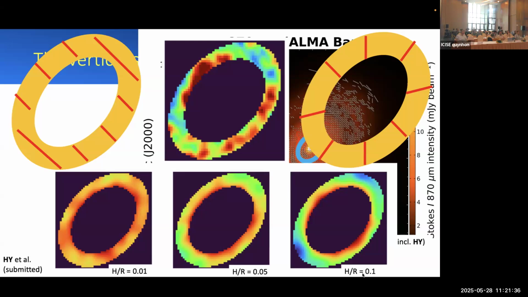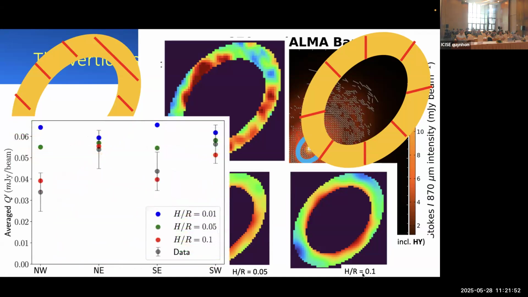So you can then change the aspect ratio of this first ring. For a well-settled ring, with H/R of 0.01, you will see uniform polarization patterns across this first ring. And in order to produce the observed value, you need an H/R of 0.1. And this is how it compares with the observations. And the H/R of 0.1 agrees with the observation very well.